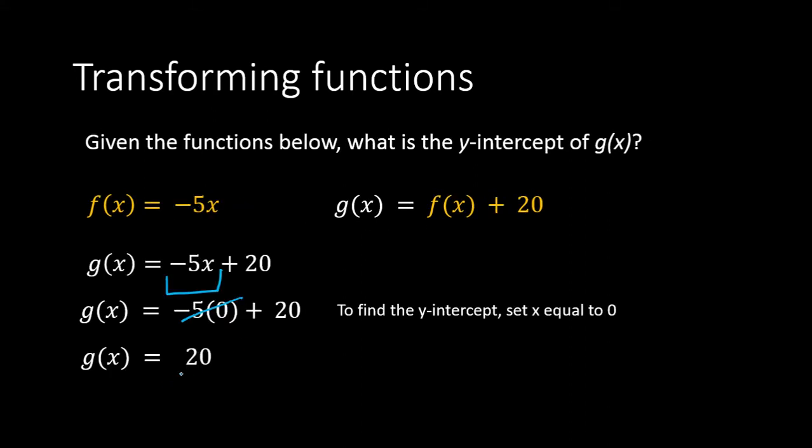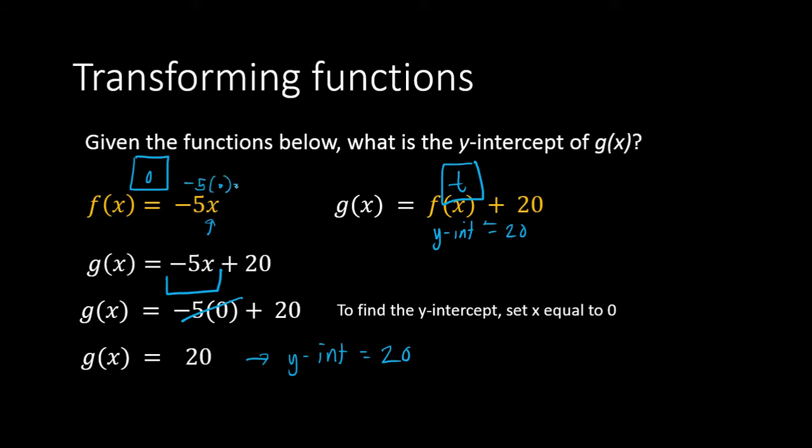So my y-intercept is equal to 20. Is this different from my original function? The y-intercept for my transformed function equals 20. This is transformed, this is original. If I look at my original function and I wanted the y-intercept, I would set x equal to 0, and I would have negative 5 times 0 equals 0.